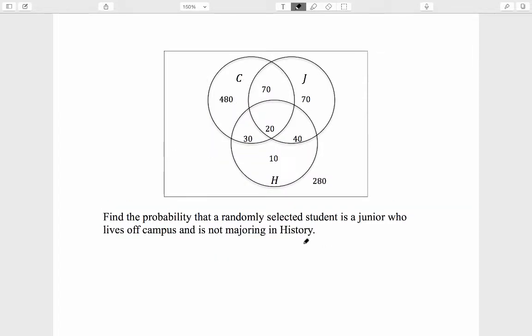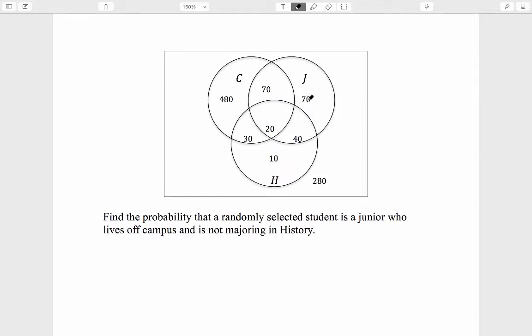Our next question is to find the probability that a randomly selected student is a junior who lives off campus and is not majoring in history. Again, we need to do a little bit of interpretation. I claim that the way the word who is used here is essentially the same as and. So we're asked for the probability that a randomly selected student is a junior and lives off campus and is not majoring in history. Let's think where this event lives in the Venn diagram.